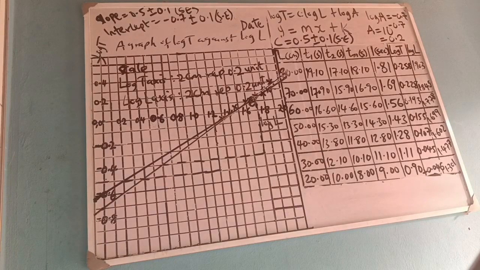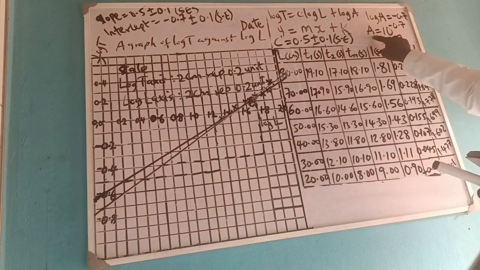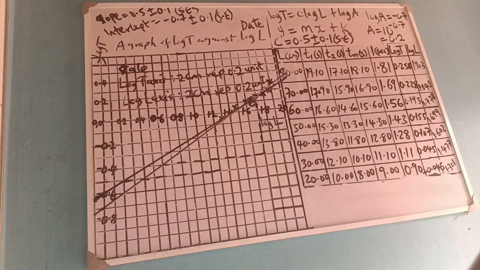Then, how do we get our error in A? Error in A is different from error in intercept. Remember that we got our A by the anti-log formula, that is 10 raised to power minus 0.7. Are you getting it? That is how we got our value of A.